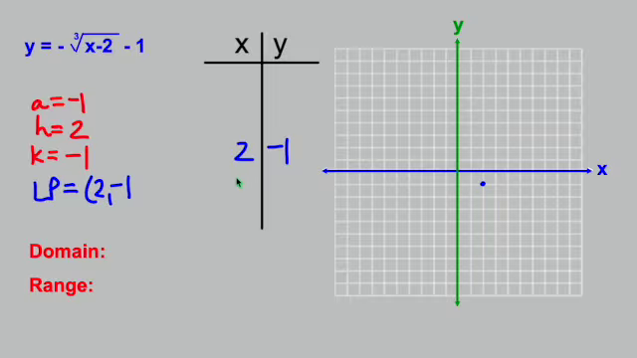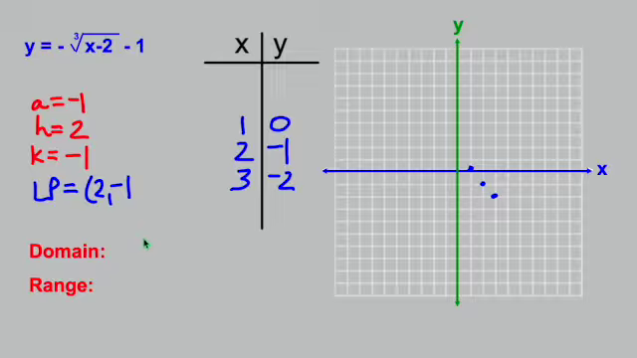Then to find some other points, go just a smidge higher and a smidge lower and plug those in. So if I plug in a 3, 3 minus 2 would be a 1. The cube root of 1 is 1. That would be -1 minus another 1, that would be -2. So 3, -2 is going to be another point on this. And if I plug in a 1, 1 minus 2, well, that would be a -1. Cube root of -1 is -1, minus a -1 is a 1. 1 minus 1 is 0. So 1, 0 would be a point.